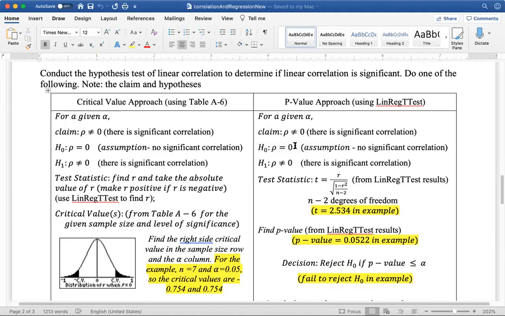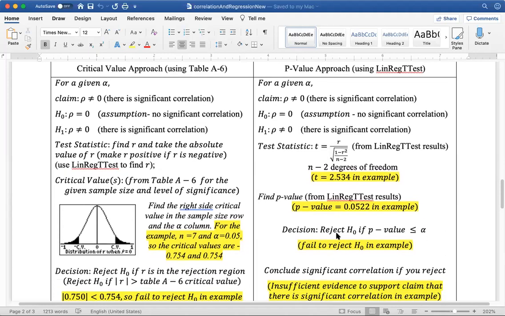Okay, so H0 is always going to be rho equals 0. This is what we're rejecting or failing to reject. The alternate is rho not equal to 0. Test statistic, you don't have to worry about where it comes from. Just know it's going to come from the LinRegTTest. The p-value also comes from the LinRegTTest.